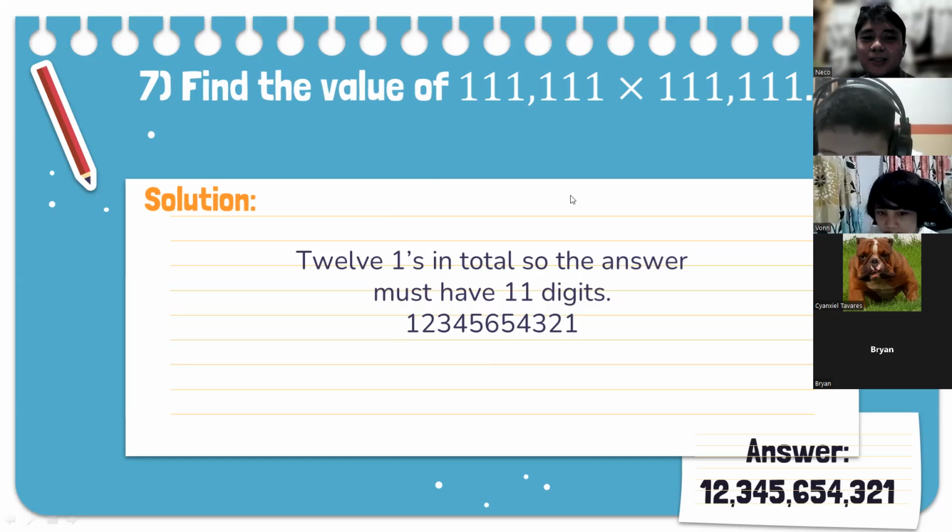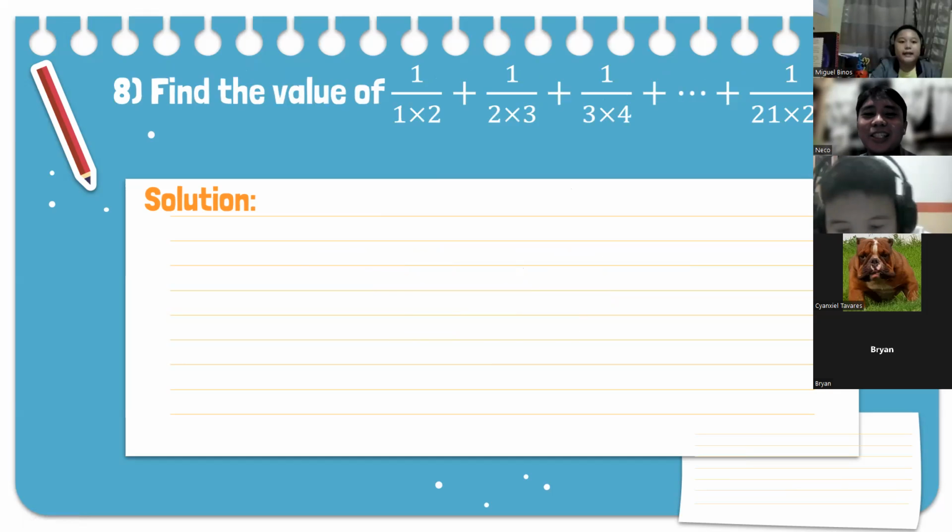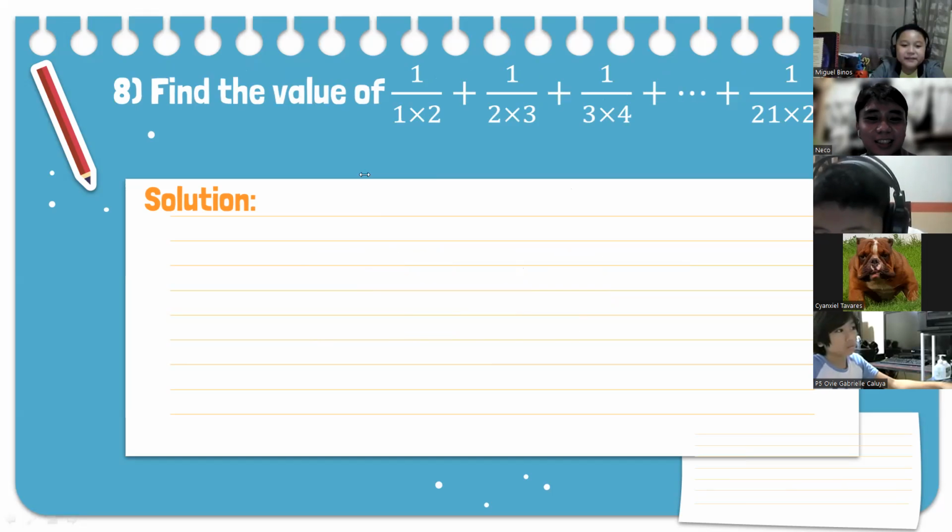Okay, no questions. Let's do number 8. Find the value of this, which is just what? 1 minus 1 over 22, right? Miguel, what is it? You have something to ask? I want to solve this problem. Oh, you want to? Okay.